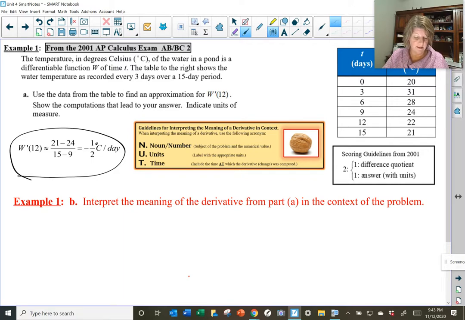So there is the calculation we used, and part B of this question says interpret the meaning of the derivative from part A in context of the problem. And this was worth 2 points. I don't have the right scoring guide here. It is still worth 2 points. I'm sorry, I think I'm on the wrong page. I bet it was worth 1 point. I did not bring in the scoring guide for part B. Anyhow, moving on. Interpret the meaning of the derivative.